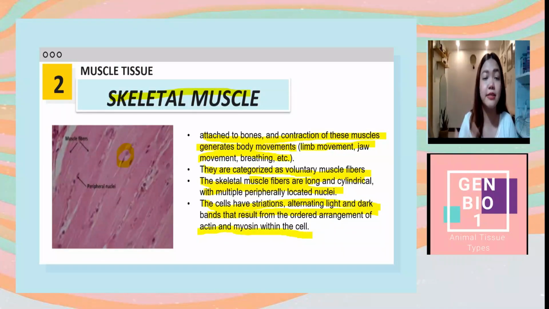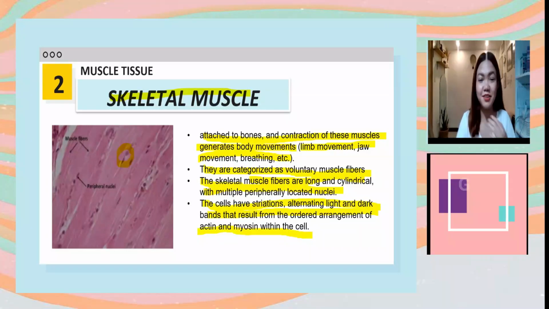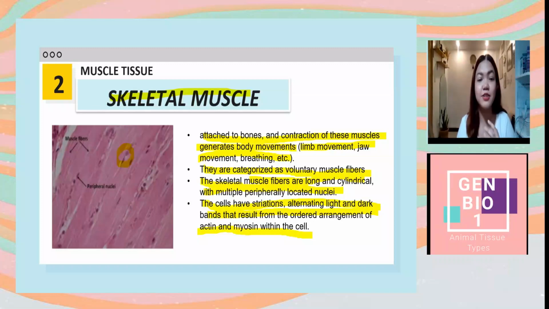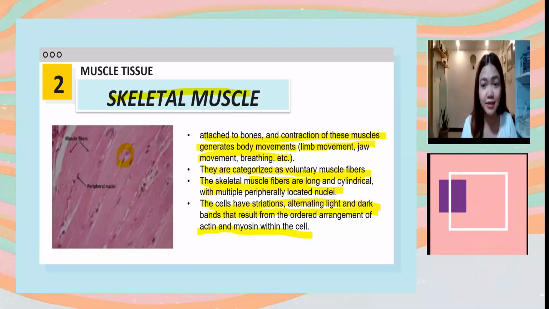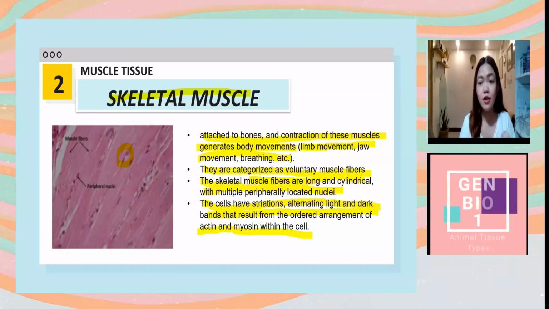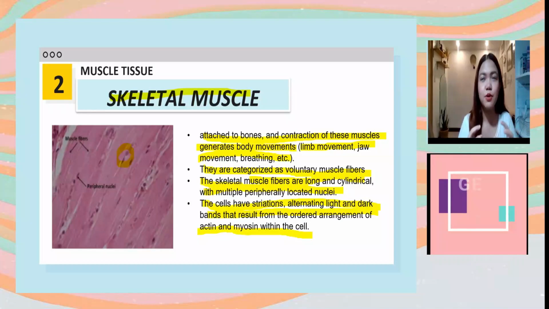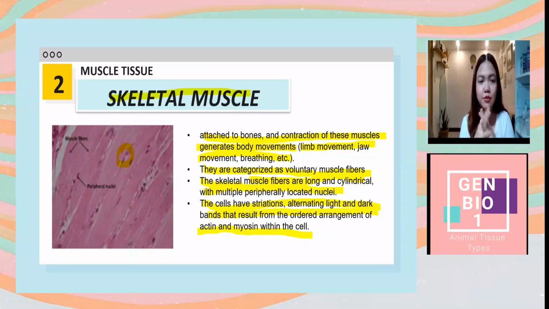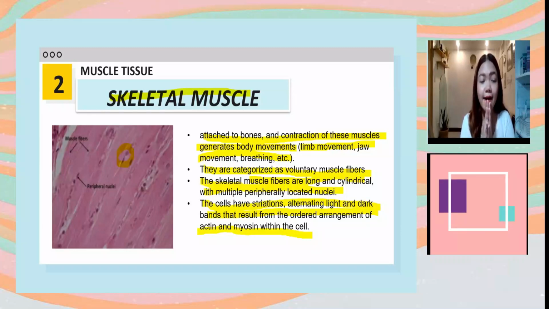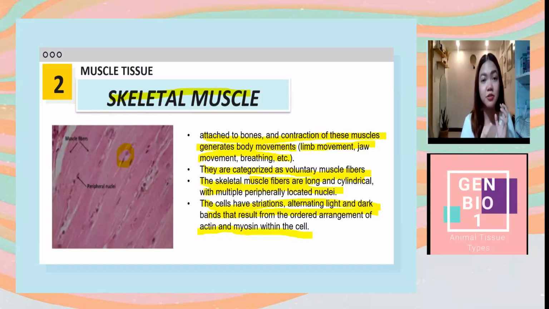So the reason why your skeletal muscle has a striation is because of the alternating light and dark bands that result from the ordered arrangement of actin and myosin. So what is your actin and myosin? So actin and myosin are actually your contractile proteins. So those are the proteins responsible or help your muscle to contract. So whenever they contract, they use your actin and your myosin. So that is the reason why meron siyang striations. Meron siyang mga lines there.